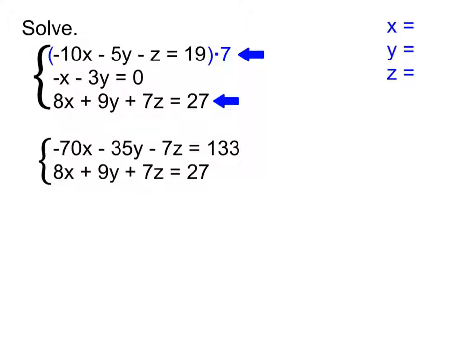And remember why we did that. We multiplied that top one by 7 because we want the z's to cancel out. Well, now they will when we add them up together. So go ahead and add those two equations together and see what that gives us. When you do that addition, you should get negative 62x minus 26y equals 160.